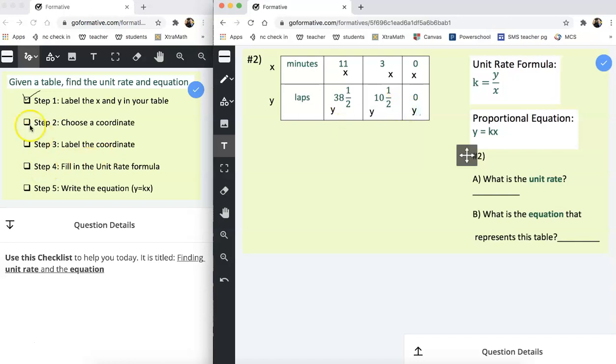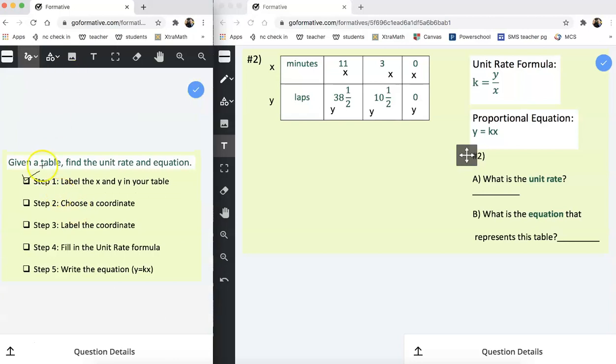Then I'll go back to my checklist. I'm going to click the question details downwards. All right, step 2 says choose a coordinate. So now I go over here, I'll choose scribble, and you cannot pick 0, 0 to find the unit rate. You can't use that to find the unit rate. So let me pick a different one. 11, 38.5 or 3, 10.5. This is a smaller number. 3 is smaller than 11, 10.5 is smaller than 38.5. So I'm thinking this might be easier.